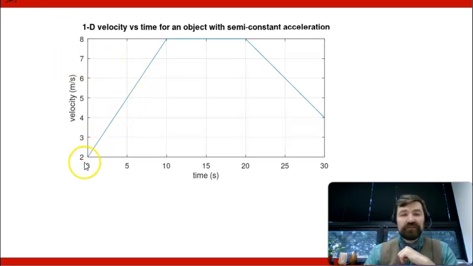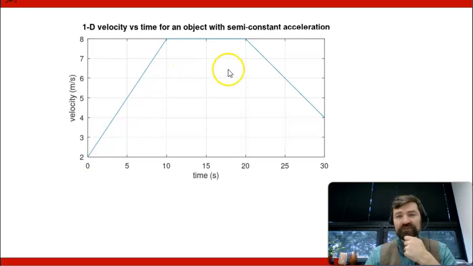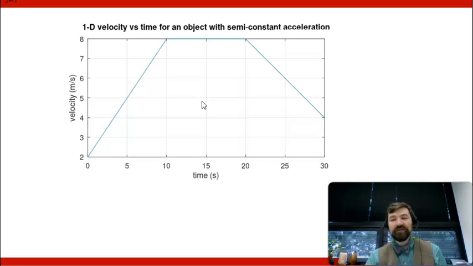Essentially, one question you may ask is, could you have predicted this from that acceleration versus time, or could you have predicted the acceleration versus time from this velocity versus time? And the answer is, for the first question, could I have predicted this exact velocity versus time graph from that previous acceleration versus time? The answer is actually no. I need one more piece of information.